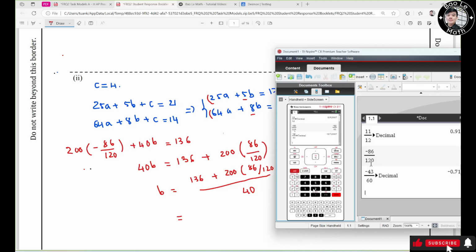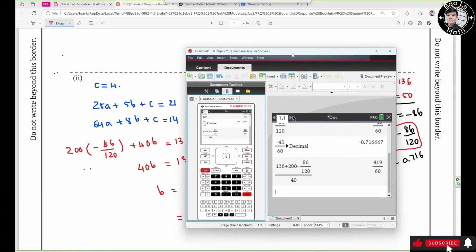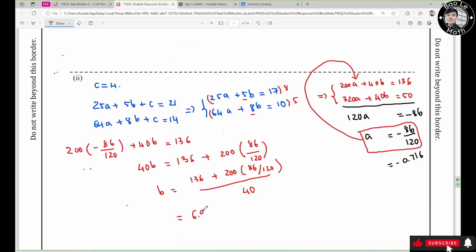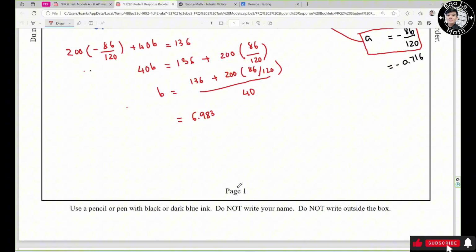Now it's going to be 136 plus 200 times 86 divided by 120, close parenthesis, and all together divided by 40. Hit enter. It gives you the exact value right here. Now you need to convert it to decimal, so hit menu, number, convert to decimal, hit enter. It's going to be 6.983. So finally, you need to write the answer.